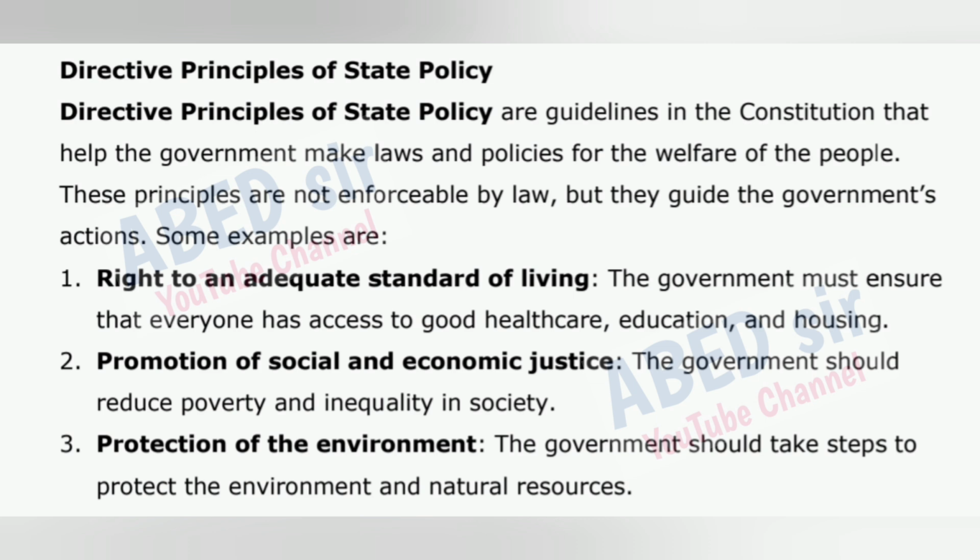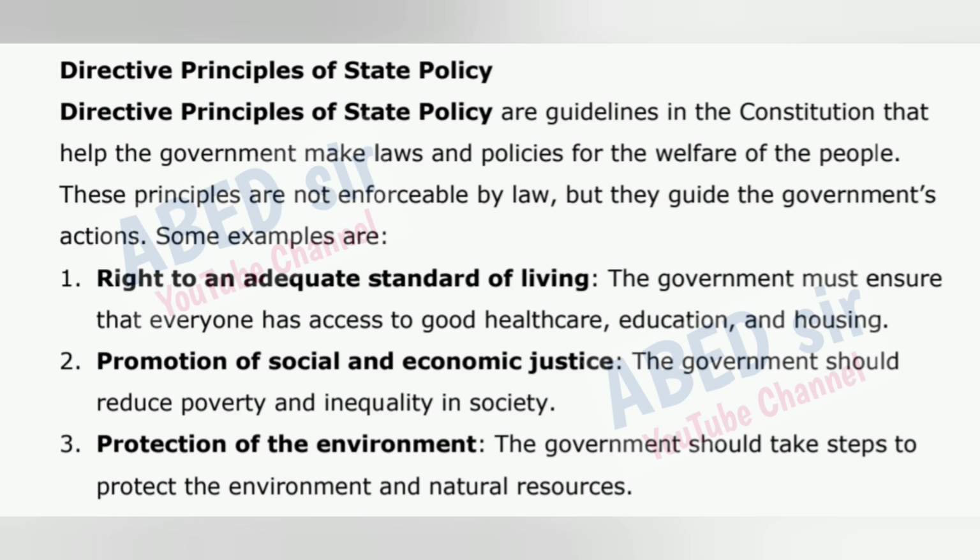Directive Principles of State Policy. Directive Principles of State Policy are guidelines in the Constitution that help the government make laws and policies for the welfare of the people. These principles are not enforceable by law, but they guide the government's actions.